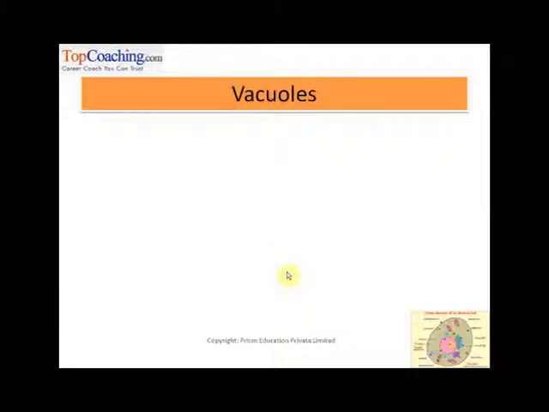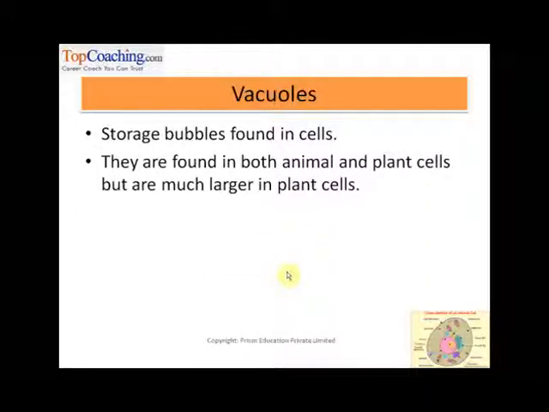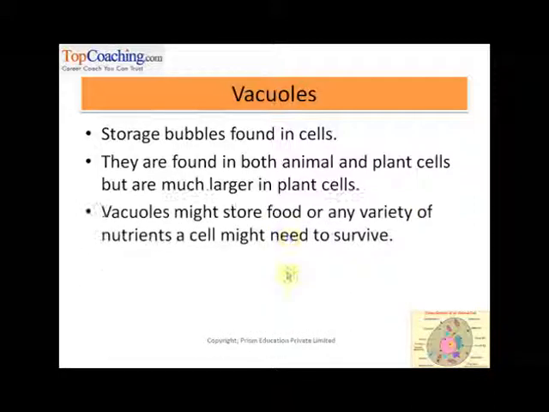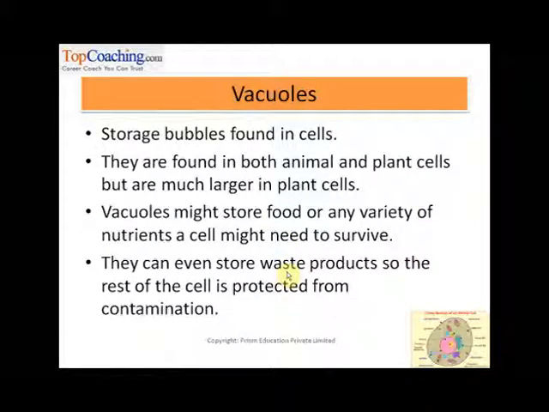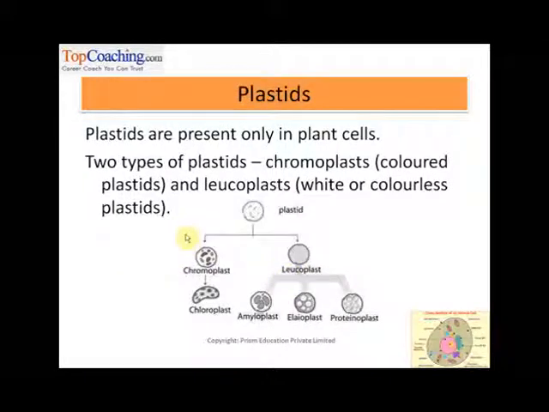Next one is vacuoles. Vacuoles are like the storehouse of our own home. They are storage bubbles found in the cells, right? They are found both in animal as well as plant cells, but in plant cells they are much bigger. And what do these storehouses contain? They contain food or nutrients that a cell might need to survive, and along with this they can even store the waste products, right? So that the rest of the cell is protected from contamination from those waste products.